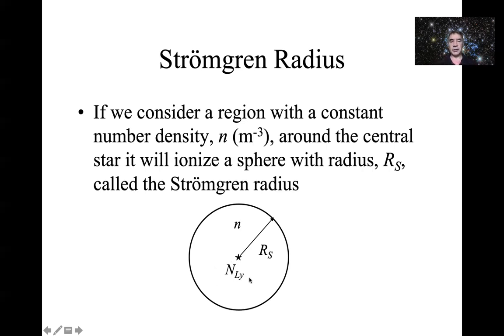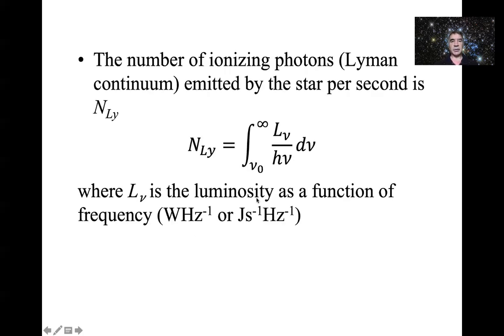Let's look at the photoionization part first. For that, we're going to need to know the number of ionizing photons that come out from the star. That is characterized by this quantity here, n Lyman continuum. Lyman continuum is just another word for photons with a wavelength of less than the roughly 100 nanometer threshold for ionizing hydrogen. So we can write an equation for this.